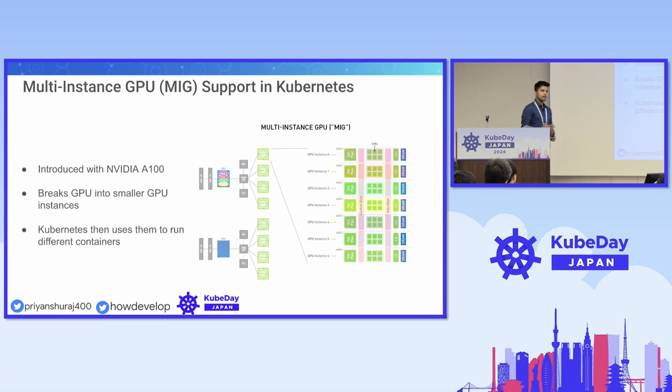Now, for each of the GPUs, we are going to be able to use smaller parts. And this is called multi-instance GPU. Usually we are not using the entire GPU at once. So what DRA does is break it down into smaller parts, in the form of virtual GPUs, and after that, it uses those smaller parts in different containers.